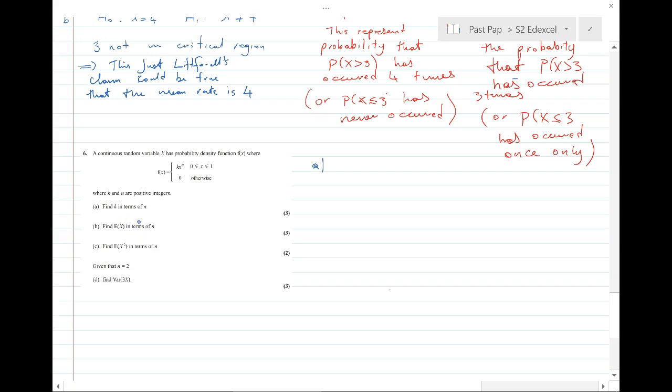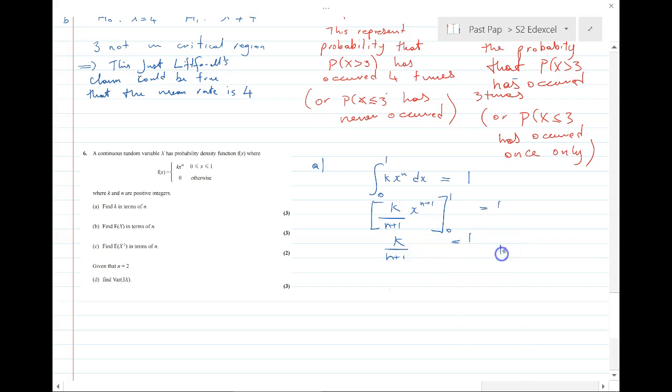Well, we're going to use the fact, because it does give us the range here, that the total probability is equal to 1. Some number between 0 and 1 is bound to occur, or the area underneath a PDF is equal to 1. So the integral from 0 to 1 of kx^n gives me k over n plus 1, x to the n plus 1, from 0 to 1, equals 1. So obviously that just gives me k over n plus 1 equals 1.